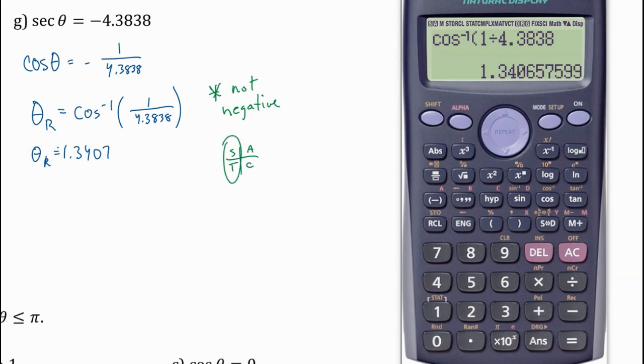Cosine is negative there and there. So theta in quadrant 2 is pi minus theta related. And theta in quadrant 3 is pi plus theta related.